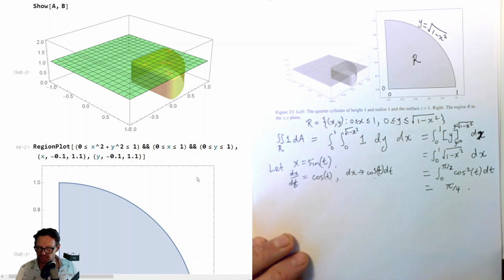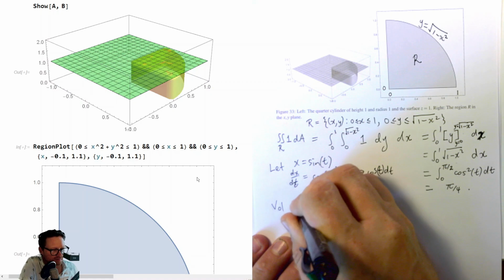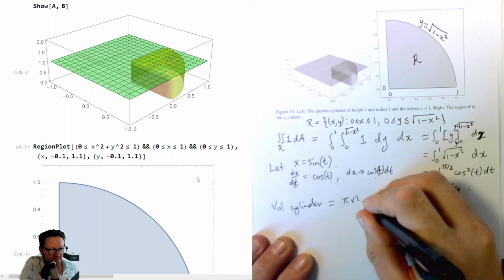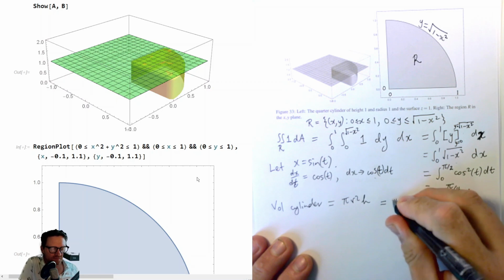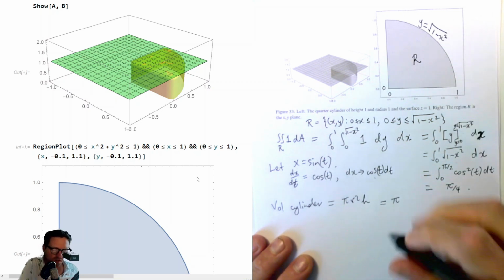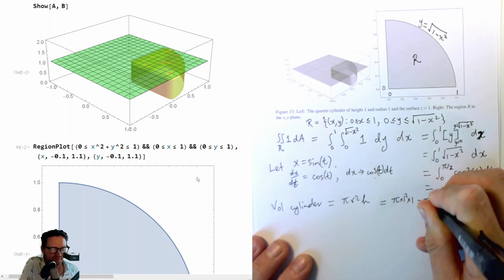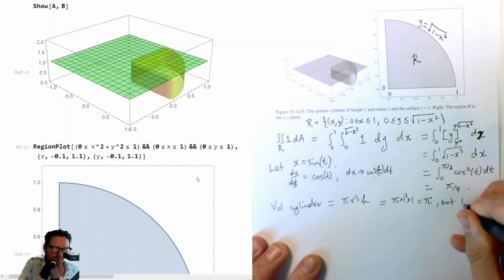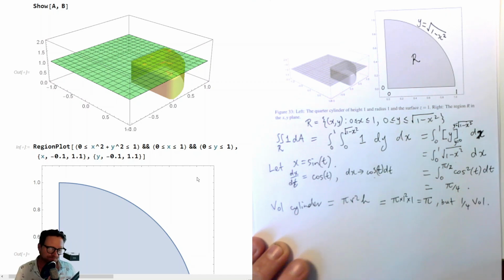Now another way is to ask yourself, what is the volume of a cylinder? It's pi r squared times the height. Now the height here is 1, and the radius of this circle is 1, so pi times 1 squared times 1. So we get pi for the volume of the cylinder, but we have a quarter of it. Okay, and so we'll get pi on 4 for that. Now, there's another way.